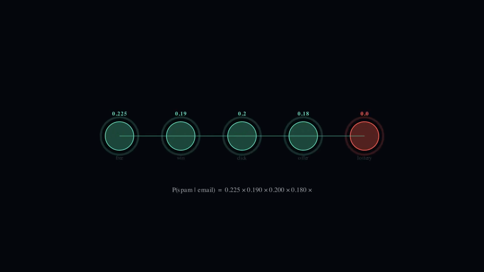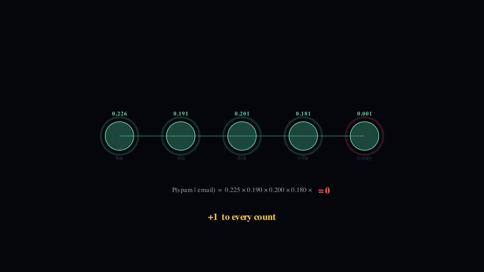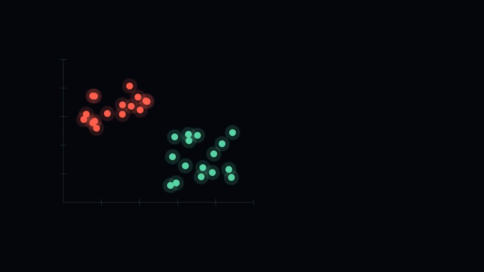One unseen word. Probability 0. 0 times anything is 0. The whole chain collapses. Add 1 to every count. Every word now has a non-zero probability. The chain holds.